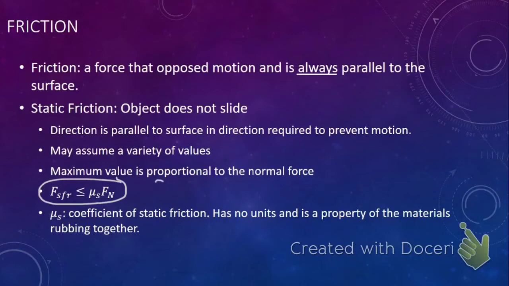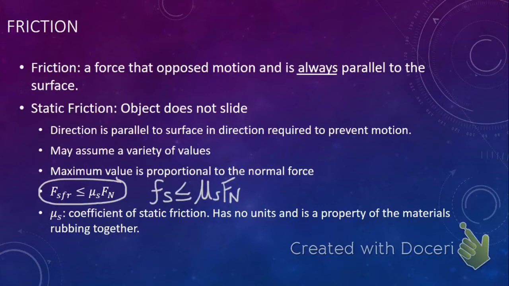Another way that we see this is this little curly f with the subscript s is less than or equal to mu, the Greek letter mu, sub s times our normal force. And I do want to reiterate the fact that normal force can have a couple different notations. The last bit is that mu sub s is our coefficient of static friction.